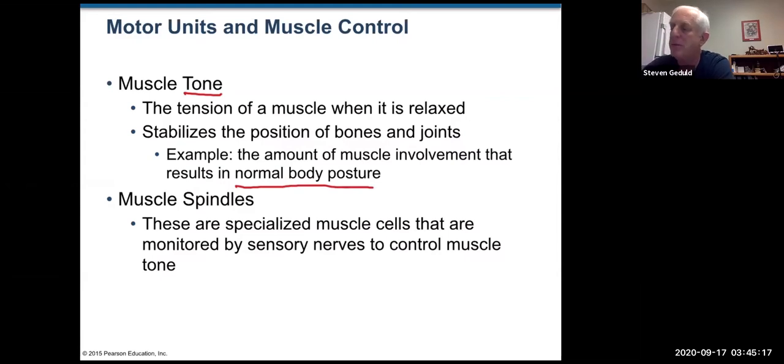Muscle spindles. Muscle spindles are specialized muscle cells that are monitored by sensory nerves to control muscle tone. Okay? Your muscle tone allows your head to balance on your neck when you're sitting here listening to me talk. That's just muscle tone. Those are your muscle spindles. Okay? They monitor sensory nerves to control that muscle tone and allow it to balance.